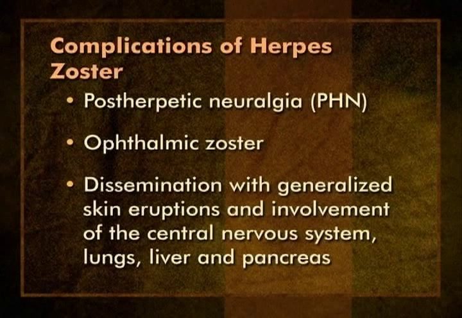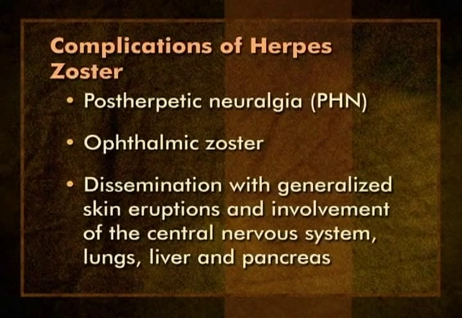Zoster can also have complications. A feared consequence of zoster, particularly in older persons, is postherpetic neuralgia, or PHN. PHN is the persistence of sometimes debilitating pain weeks to many months after resolution of the rash. Approximately 15% of zoster cases involve the ophthalmic division of the trigeminal nerve and involve the eye. This is called ophthalmic zoster and can lead to reduced vision or blindness.